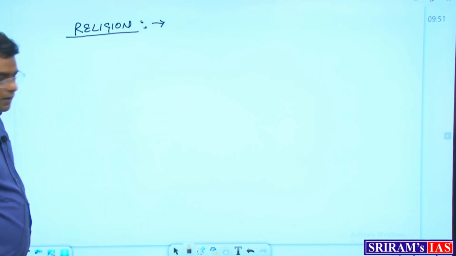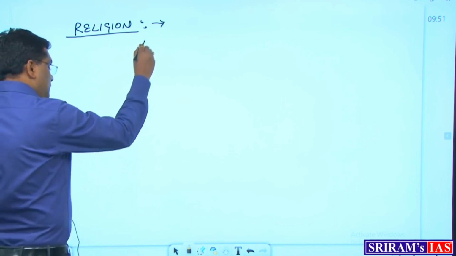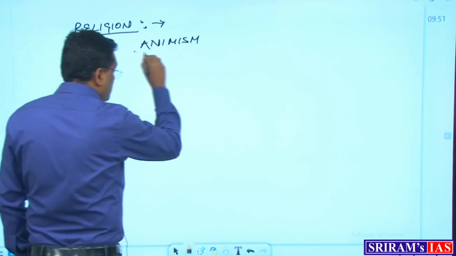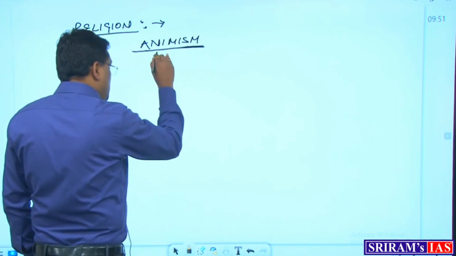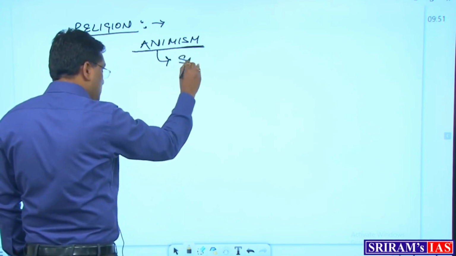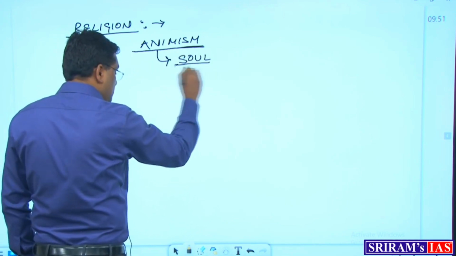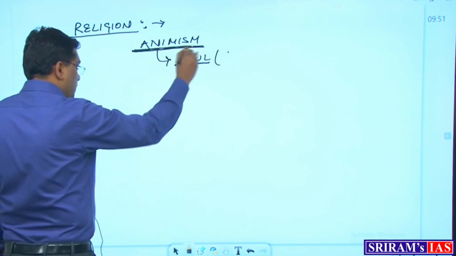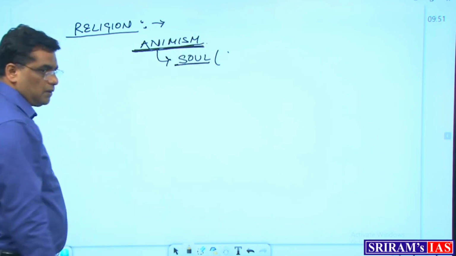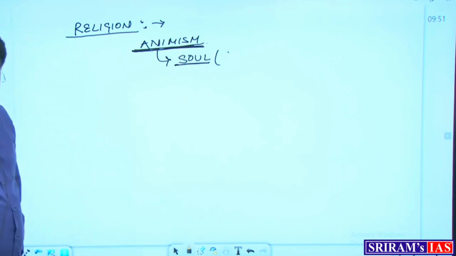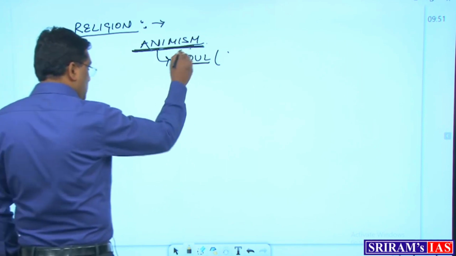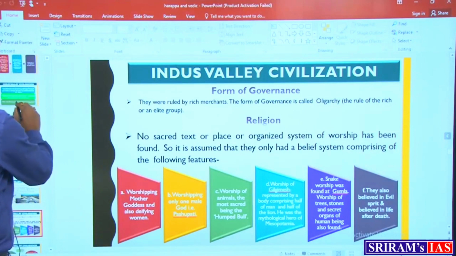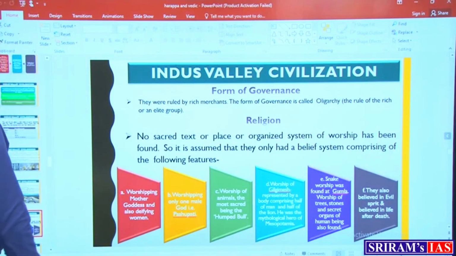Religion: they believed in animism. According to them, everything has a soul. Stones, plants, animals, humans, all. So everything contains a soul. So Harappans believed in animism.